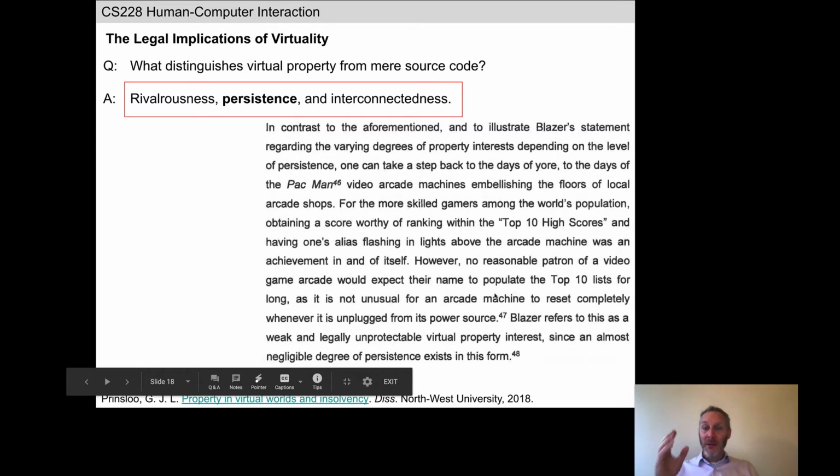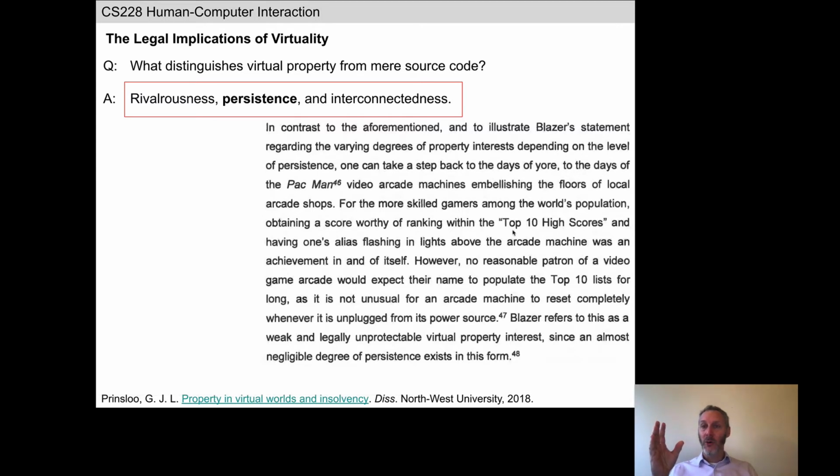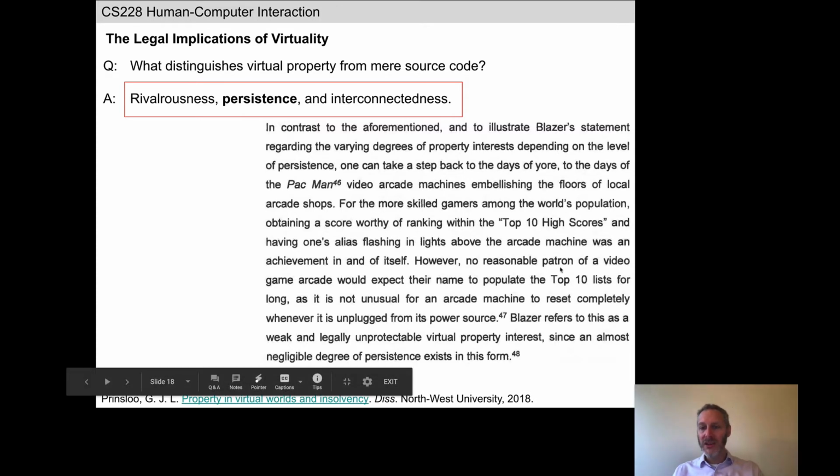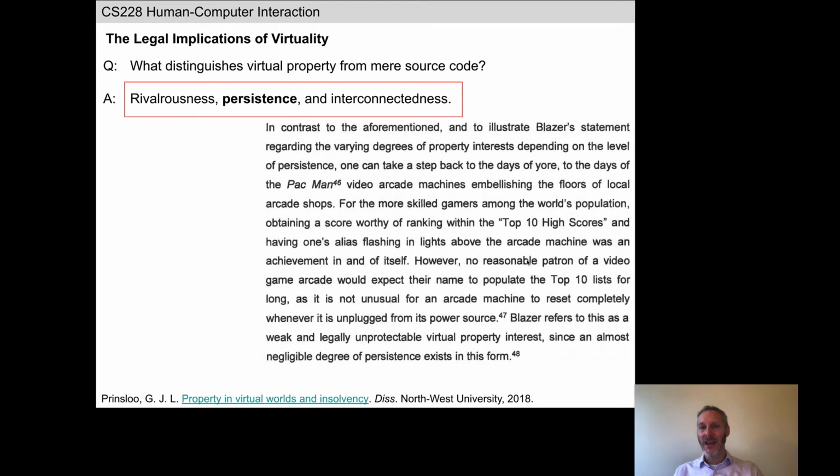So people may be emotionally invested in the fact that they got on the high scoreboard at an arcade, but they don't have an expectation that it's going to be there for days or weeks or months or years. However, virtual property should be somewhat persistent. And again, this is a legal definition. It's not very precise. It doesn't say how long something has to persist to be considered virtual property. But your position or your score on the high scoreboard is not virtual property. It is something that could dissipate at any time at the whim of whoever owns the video arcade. So no reasonable person would expect their name to stay on the high scoreboard for any period of time.